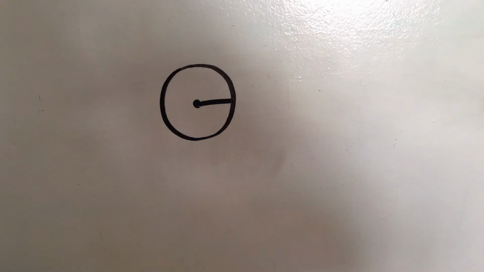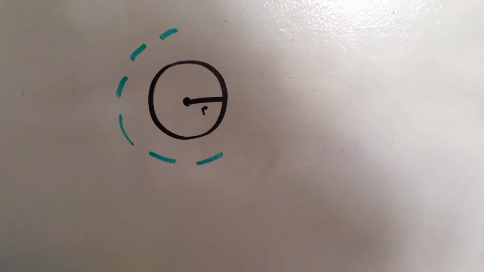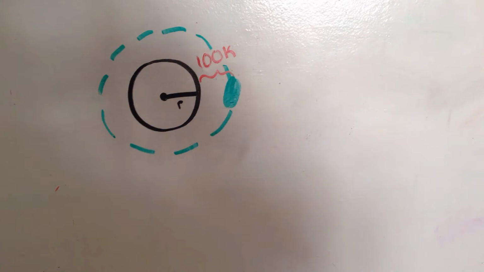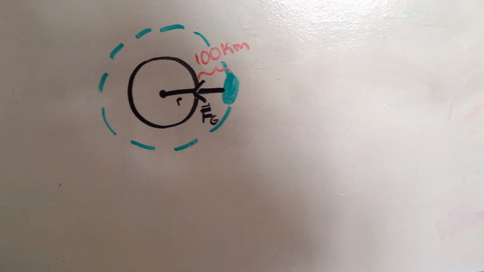In this diagram, we can see the moon with radius r and the green line that represents the orbit of the lander. The distance between the lander and the moon is 100 kilometers, and there's the force big G.